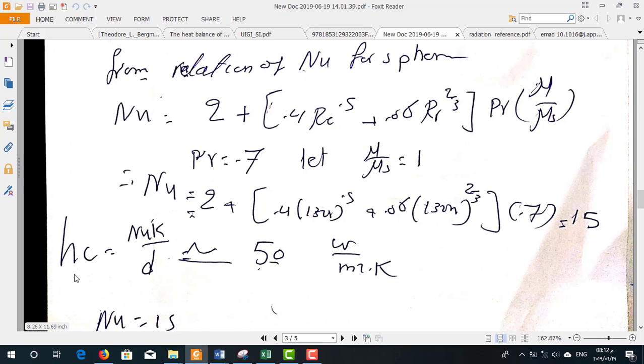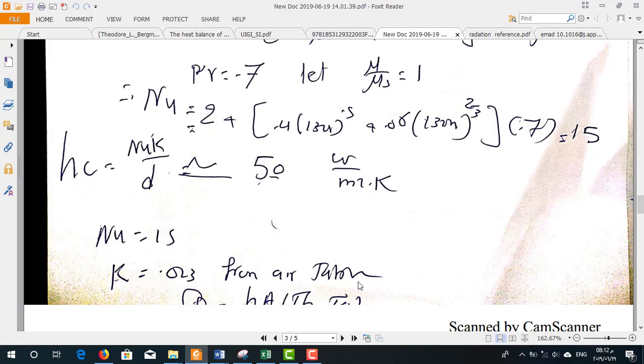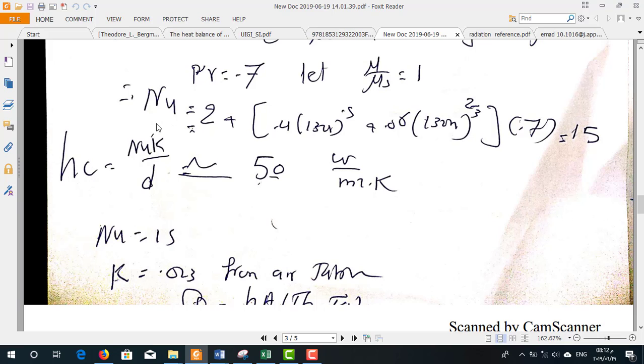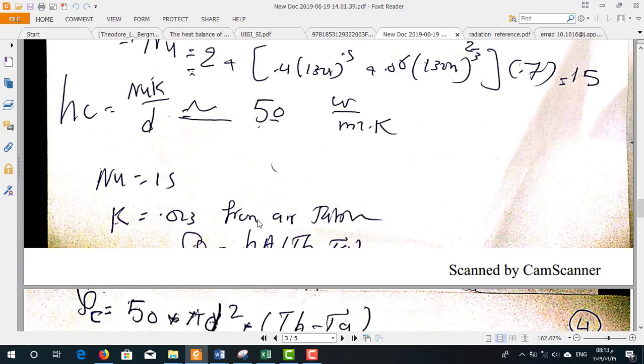And finally we have that Hc equal to 50 watt per meter square dot Kelvin. Okay. There is also a relation to get the value of Hc from the Nusselt number. Hc equals Nusselt number multiplied by K over D. When you have the value of the Nusselt number equal to 15, and substitute here, we can have the value of the heat transfer coefficient equal to 50 watt per meter square dot Kelvin. Okay.